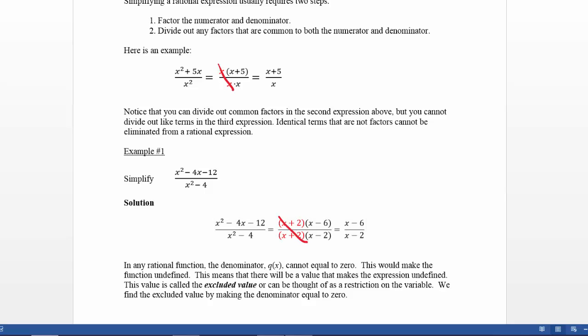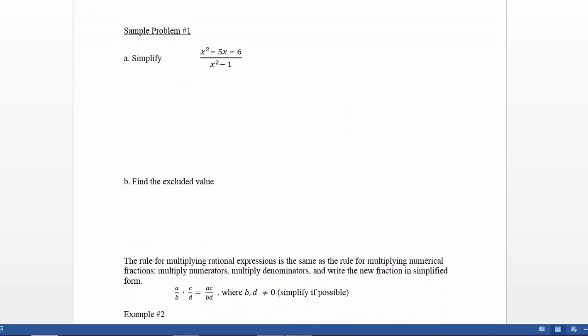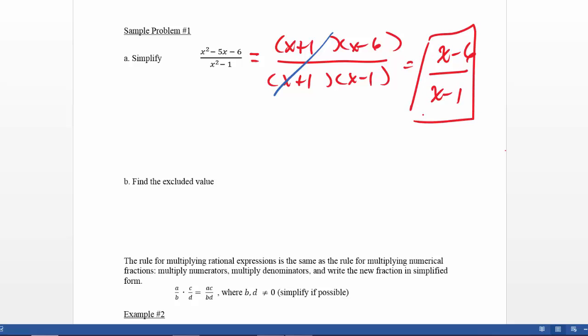So let's take a look at a couple problems here. Sample problem number 1, if you go ahead and work on that, and then we'll come back and take a look at the solution. So first thing we need to do is we need to actually factor both the numerator and the denominator. Now that I've factored both the numerator and the denominator, I can cancel out the common parts, leaving me with simply x minus 6 over x minus 1 as the simplified expression.